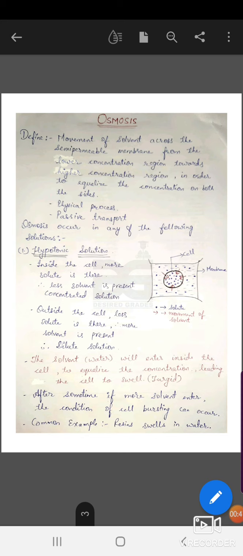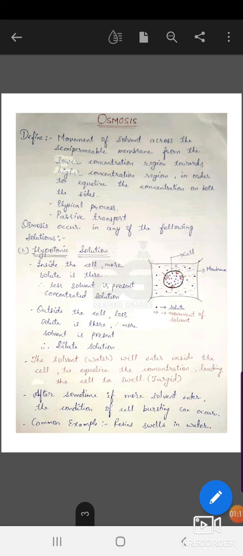Now, why is this happening? It is happening in order to equalize the concentration of both the solute and the solvent across the membrane. Now, osmosis is a physical process. It means it occurs on its own. There is no need to use external pressure or external energy. Next, it is a passive transport. It means there is no need of ATP for the process to occur.